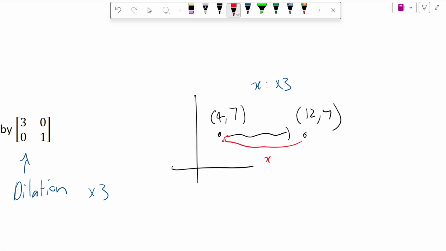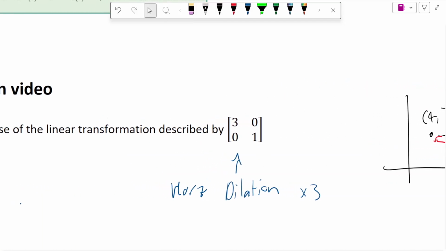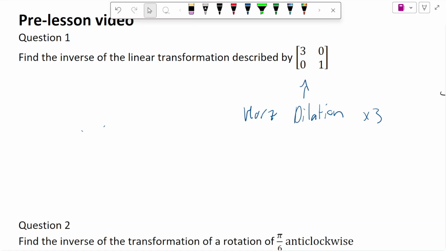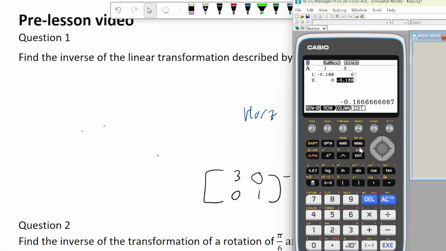Now, you might be guessing, how do we undo this transformation? Well, you might actually want to take your x value and then divide it by 3. That seems to undo whatever this transformation does. Essentially, what you can do to find the inverse transformation is take the original transformation and find the inverse matrix. This is something you can work out by hand, but we're just going to go into the calculator because usually it's a bit quicker.